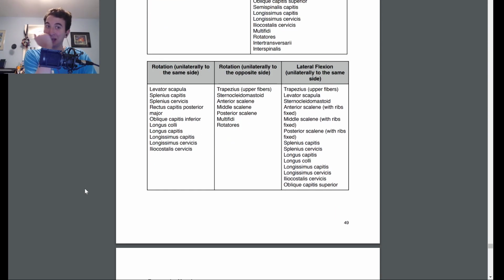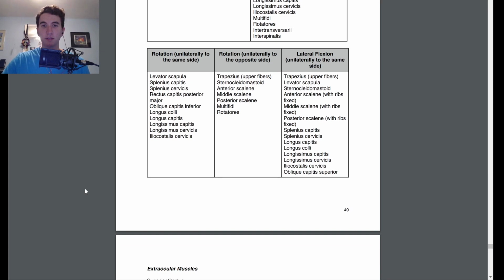On to rotation. Rotation unilaterally to the same side: levator scapulae, splenius capitis, splenius cervicis, rectus capitis posterior major, obliquus capitis inferior, longus colli, longus capitis, longissimus capitis, longissimus cervicis, iliocostalis cervicis. Then for rotation unilaterally to the opposite side, you have the trapezius, upper fibers, the sternocleidomastoid, anterior scalene, middle scalene, posterior scalene, multifidi, rotatores.